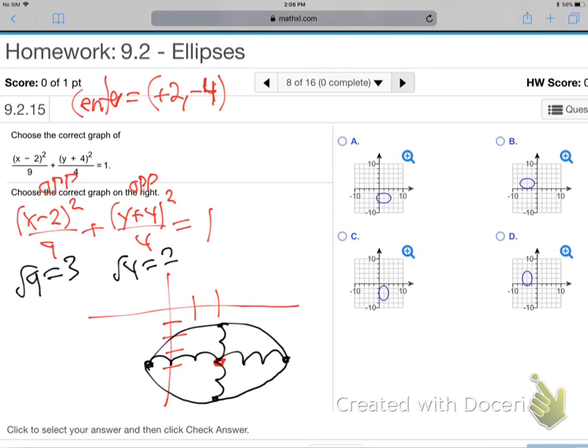Here we go. See how I got that? So the center here is over 2, down 4. Then up 2, down 2, right 3, left 3. Which one is that? A. A it is. First A answer we've had in a while. Is that good? Questions?